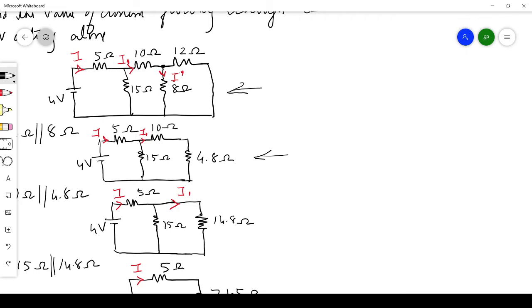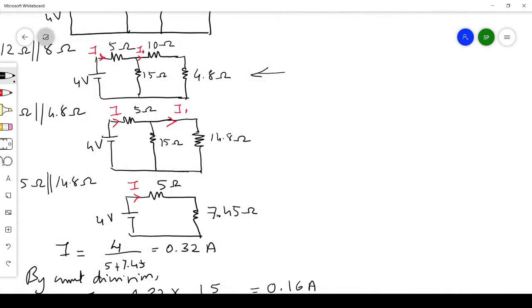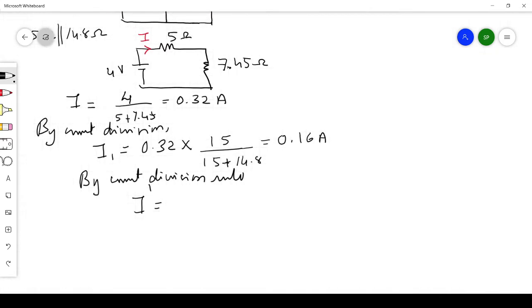It is getting divided, and the current is also flowing through the 12 ohm. But we are interested in finding the current through the 8 ohm resistor only. So that is I dash given here. This one is I dash. Okay, so now we will be finding that current I dash by the current division rule.